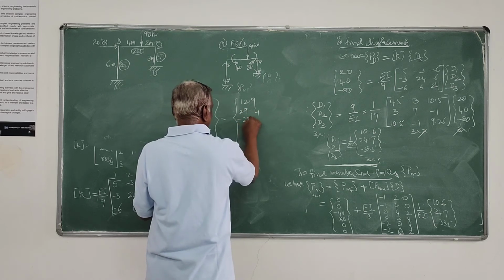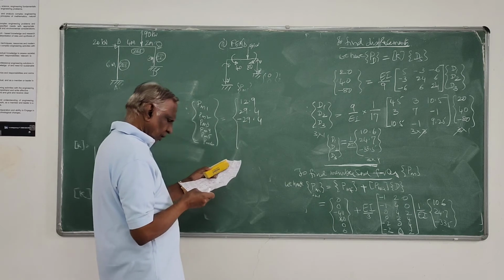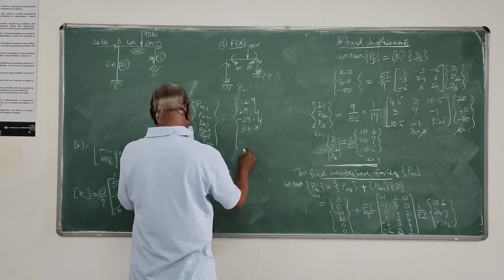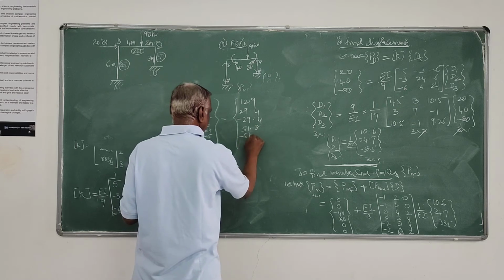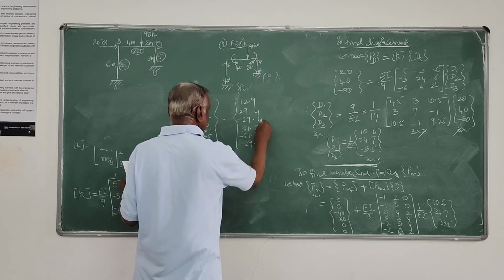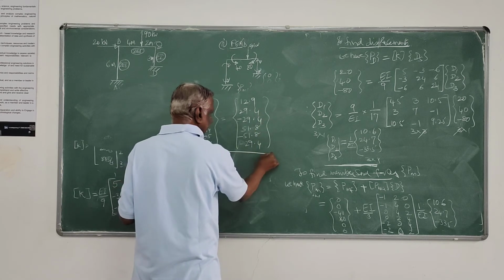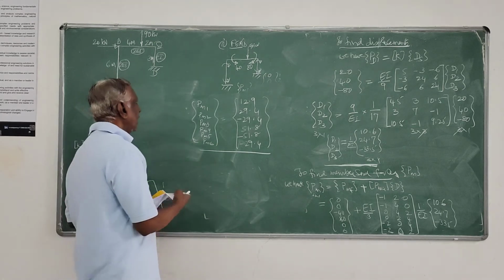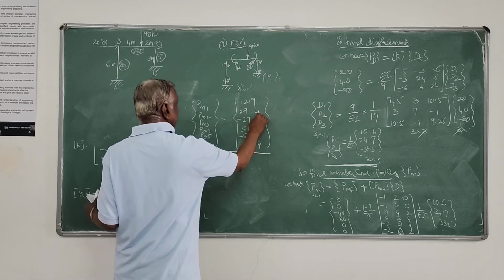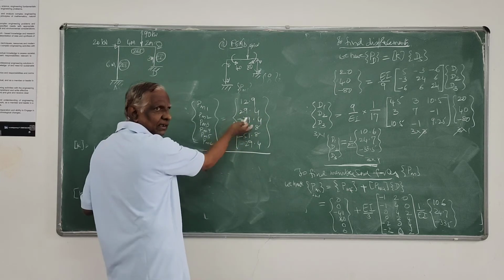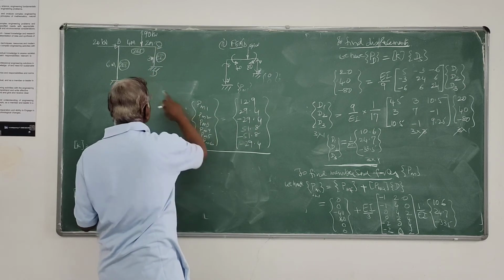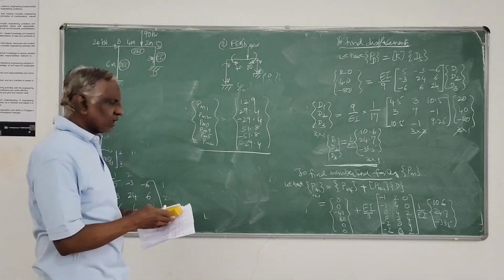Next, 29.4. Next, minus 29.4. Then 51.8. Minus 51.8. Then lastly, again, minus 29.4. These are the end moments. Here you can always check: this is your MAB, MBA, MBC, that is 0. This is MCB, MCD, and this is MDC. So that also you are getting.